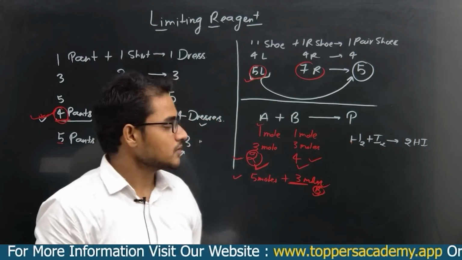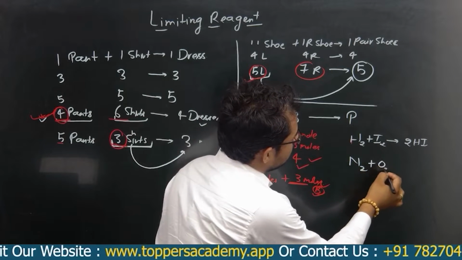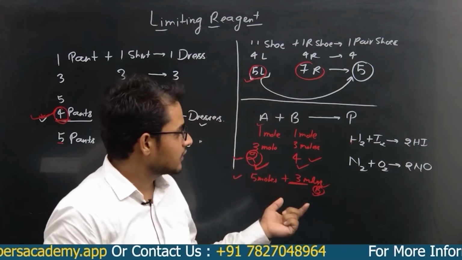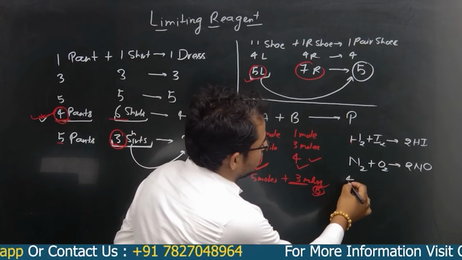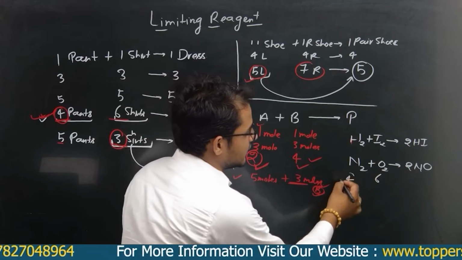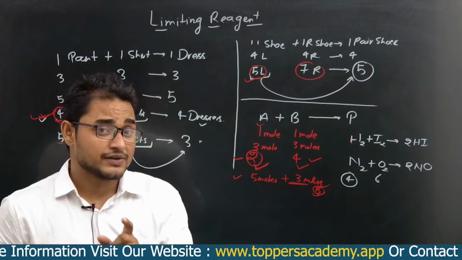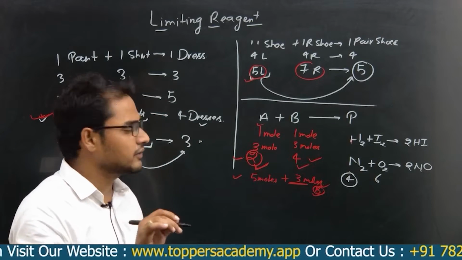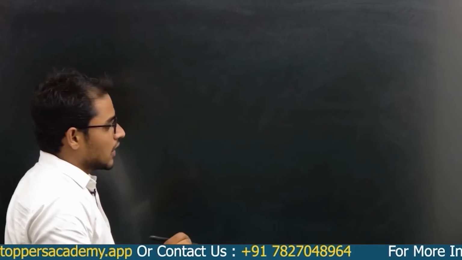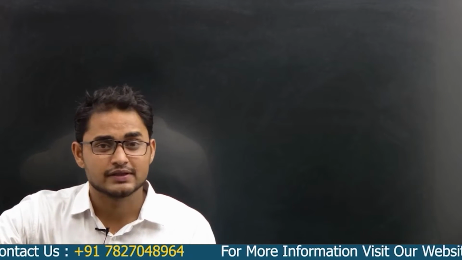Suppose N2 plus O2 gives 2NO. This is another example. Here also we can find the limiting reagent. Suppose we are given 4 moles of N2 and 6 moles of O2, then obviously N2 is the limiting reagent because it is lesser in number. So this is how we can find the limiting reagent in just 1 or 2 seconds. Now we are going to deal with cases where the stoichiometric coefficient is not 1.